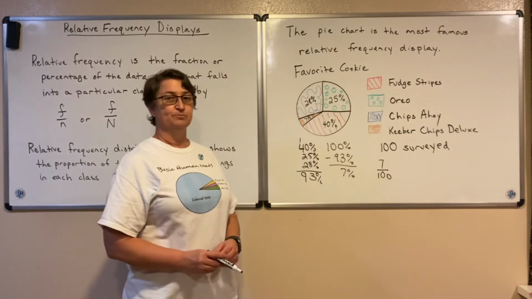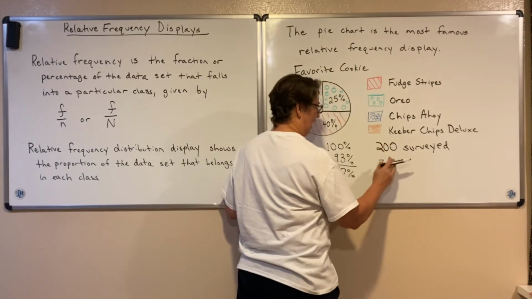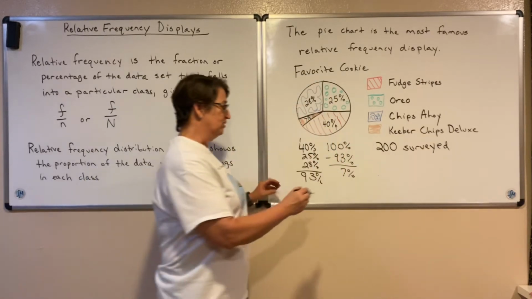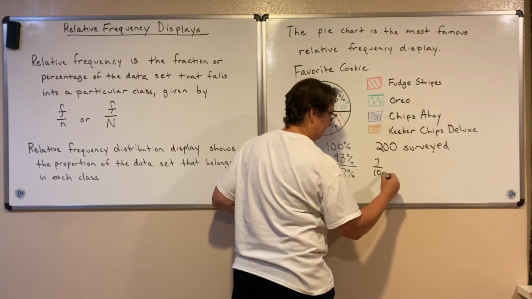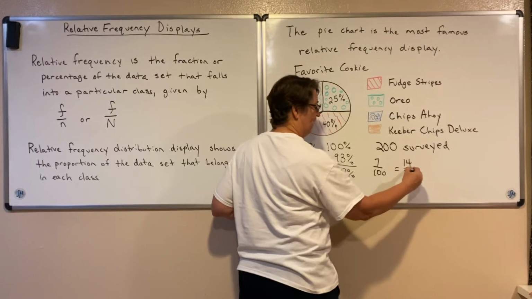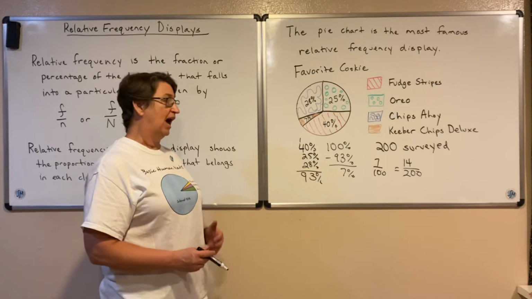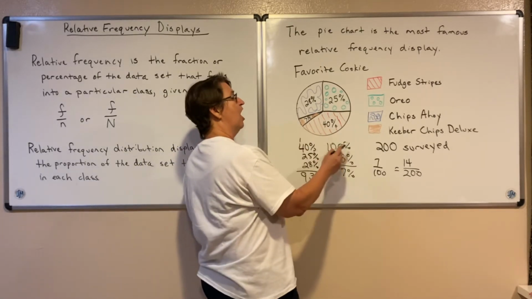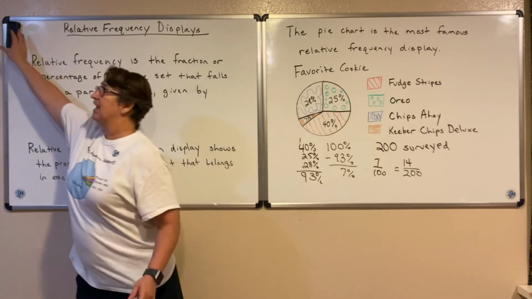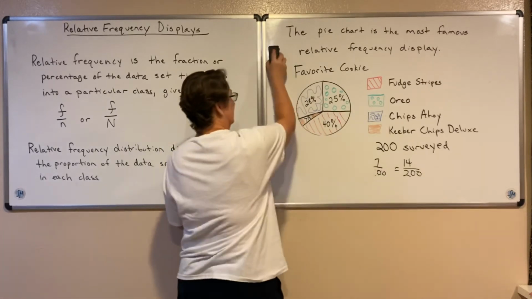What if my population then is 200? How do I find out how many people said Keebler Chips Deluxe? Well, if it was 7 out of 100, then out of 200, well, I multiplied by 2 to get there. That's 14 out of the 200. I could also do this. I could take 7% of 200 to find out that amount. So another way to find out is if we know the total number of people that were surveyed, we can just take the percent of it.